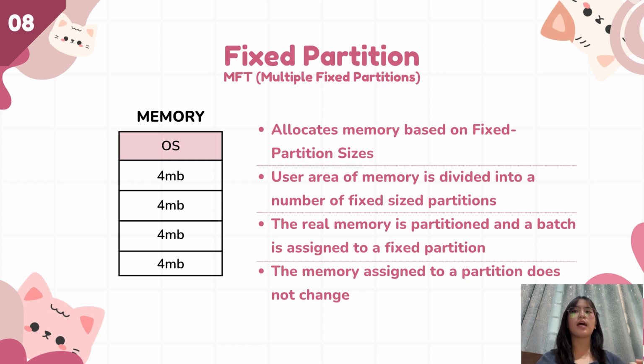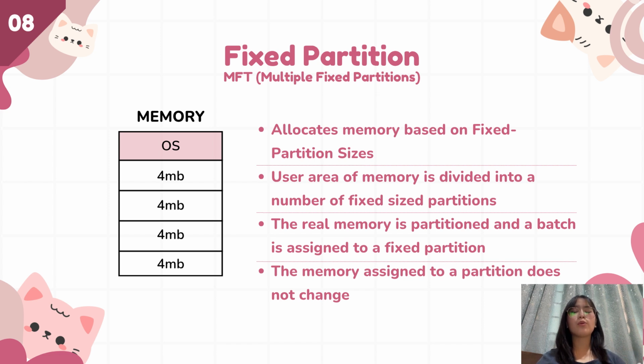For example, let's look at our diagram over here. We have the operating system that is mounted in the RAM. This means that the OS already occupies a part of the memory. After that, the remaining memory is divided into several partitions for user processes. In this case, we have 4 partitions and each partition is 4 MB. Actually, these partitions can either be the same size, just like in our example, or different sizes such as 2 MB, 4 MB, 8 MB, and so on, depending on how the system designer wants it.